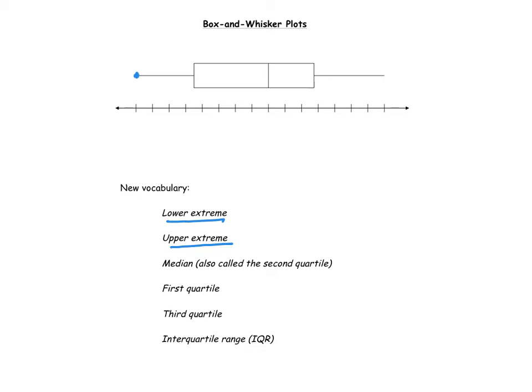And we're going to put a point here. This is our lower extreme, and this is our upper extreme. So we're going to look for numbers. And of course, that would mean the highest number and the lowest number in our data.